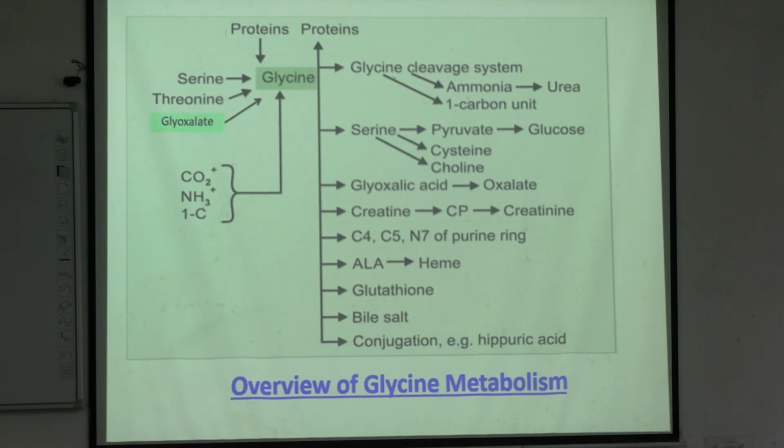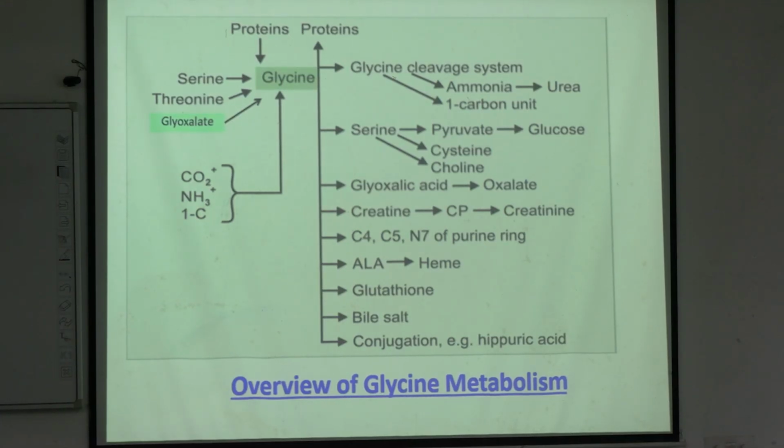So there are the 5 sources of glycine. One is protein digestion, either extracellularly, I mean in the digestive tract, or from intracellular protein; serine, threonine, glyoxylate, and from carbon dioxide, ammonia, and one carbon from tetrahydrofolate.